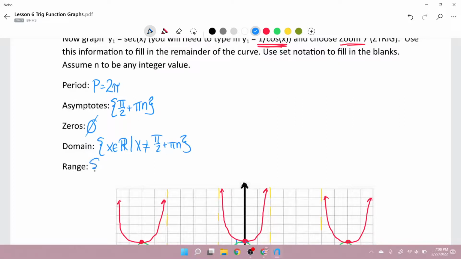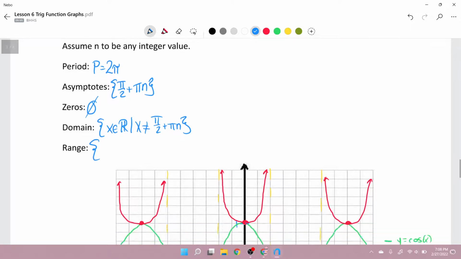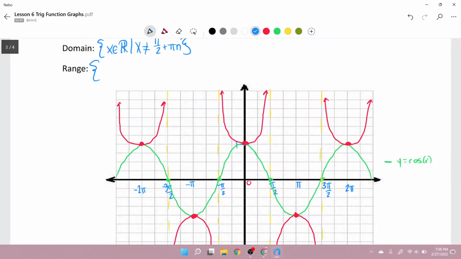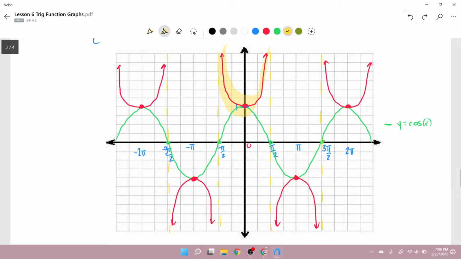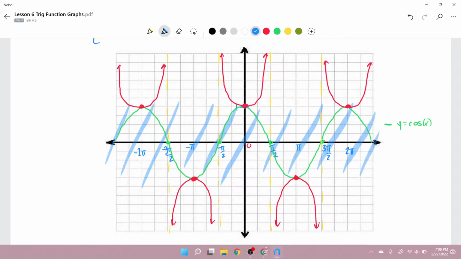And then our range, this one's a little more interesting than the tangent and cotangent, right? Because we don't have all real numbers. Notice, what y values do we have? We have to do inequalities for this range, right? We have to exclude all of these values. Those values would be from -1 to 1.